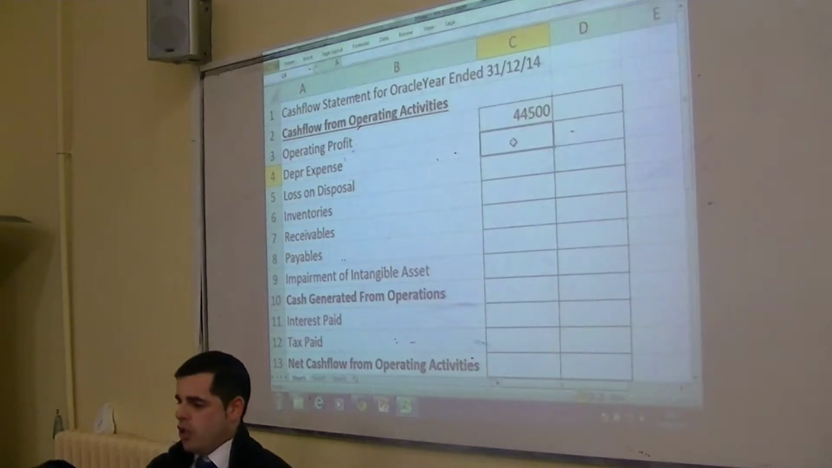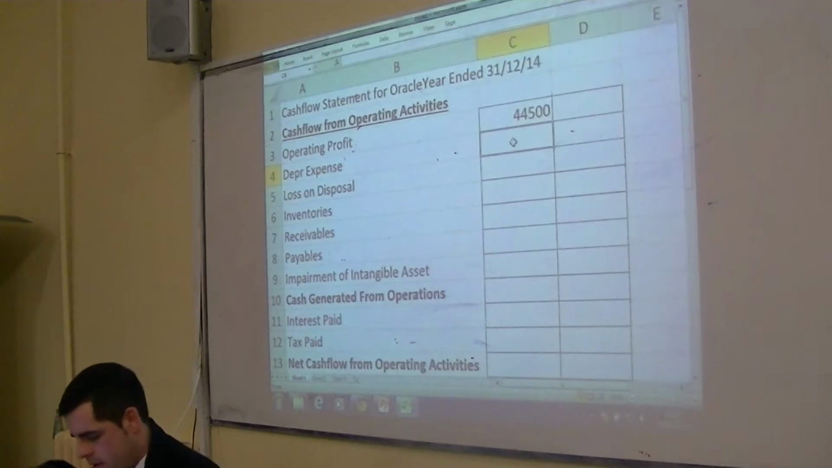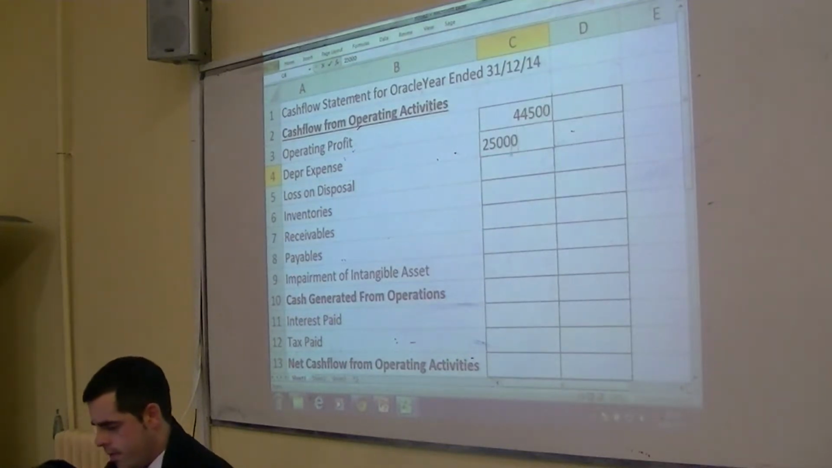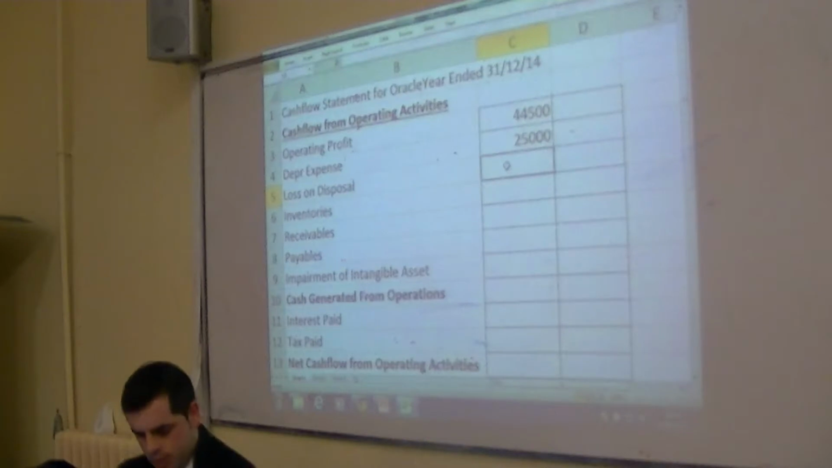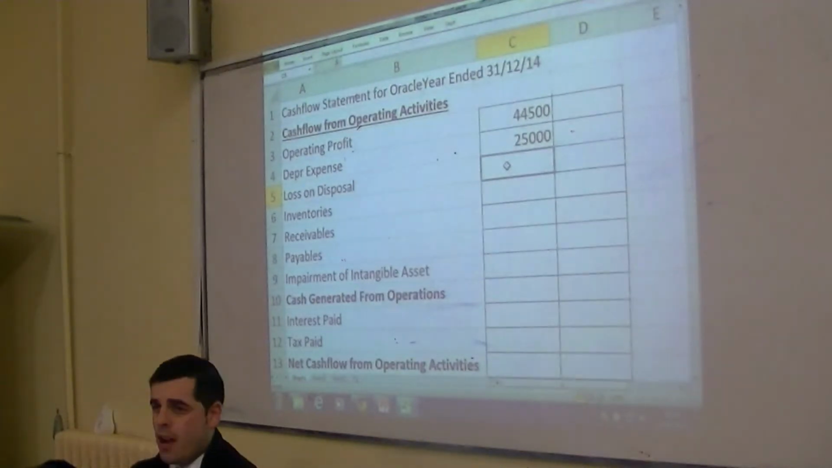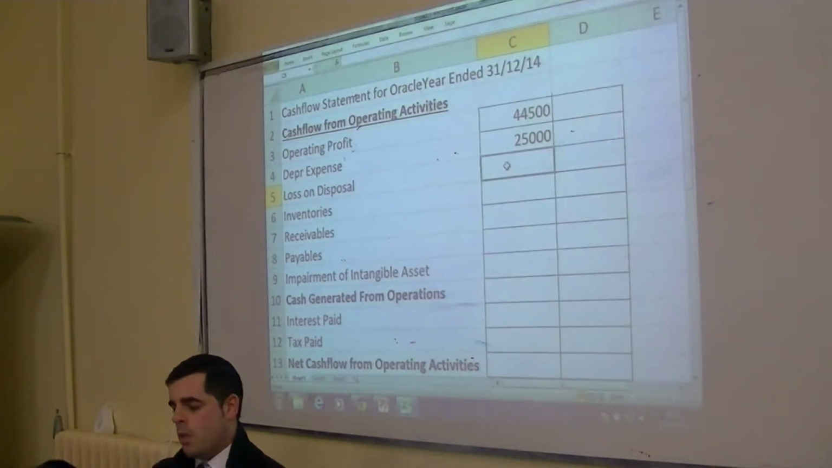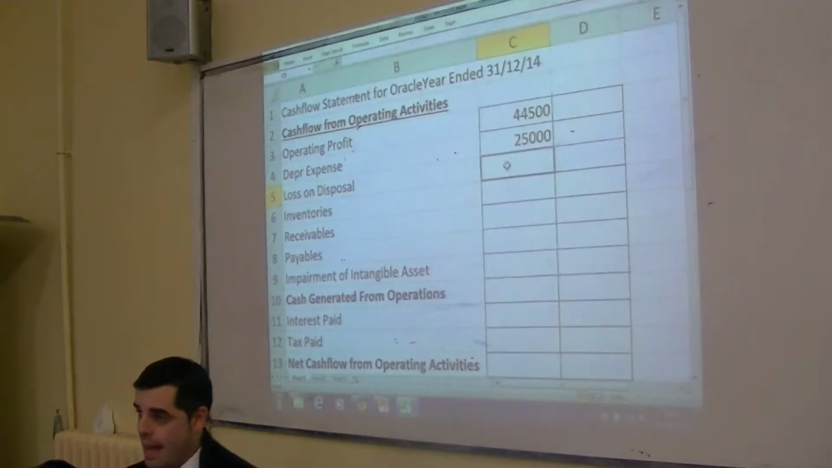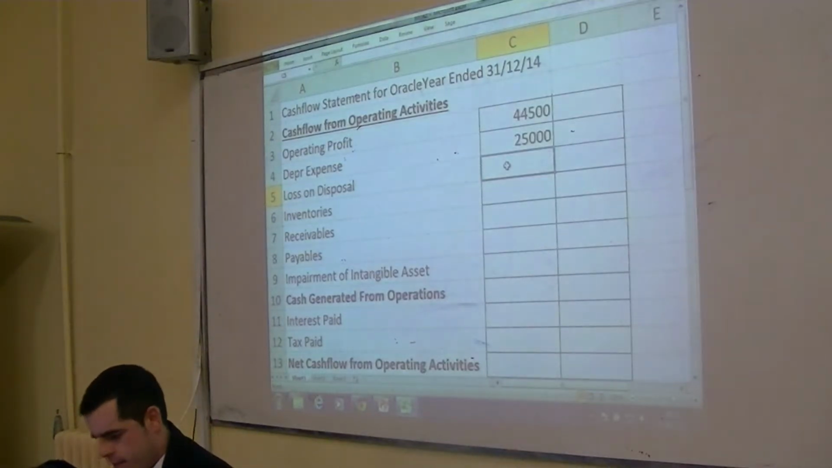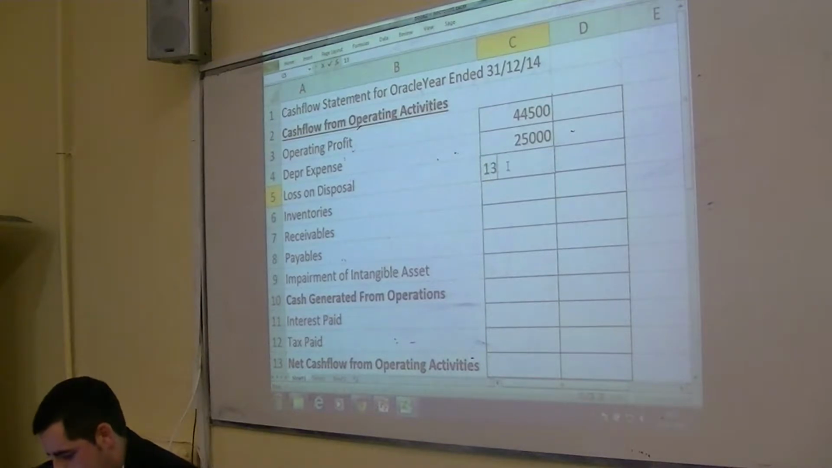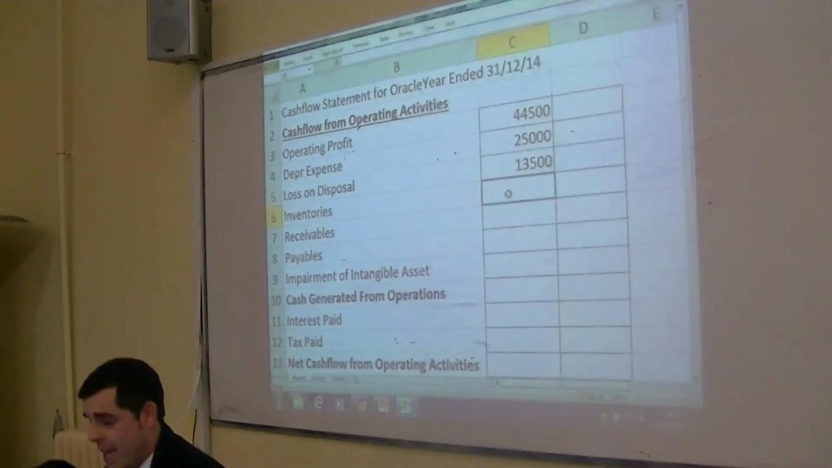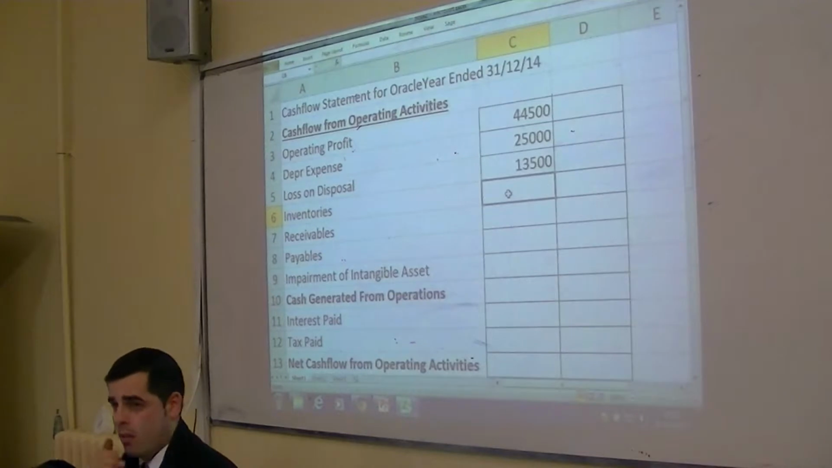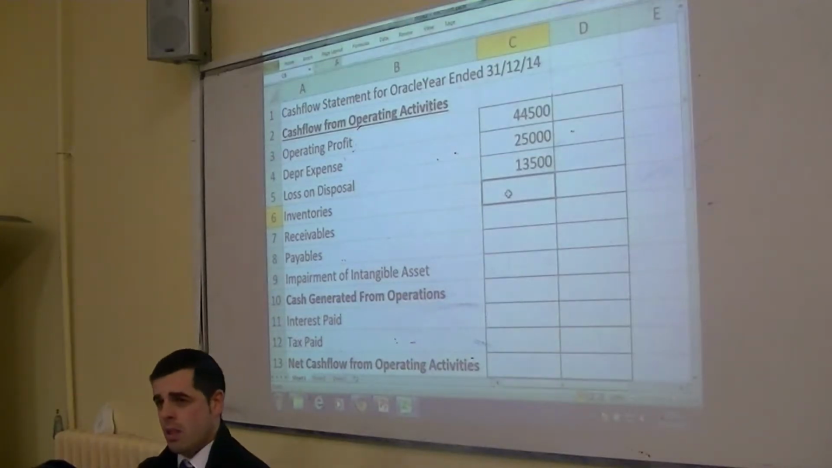Are we given the depreciation? Yeah, 25 grand. Now loss on disposal, we said that already, didn't we? If you go back to note 1, we're told the net book value of the property and equipment was 30 and we said they sold it for 16.5. So that was a loss of 13,500. There's no point showing that as a working, that's just wasting time, so just take it straight out.